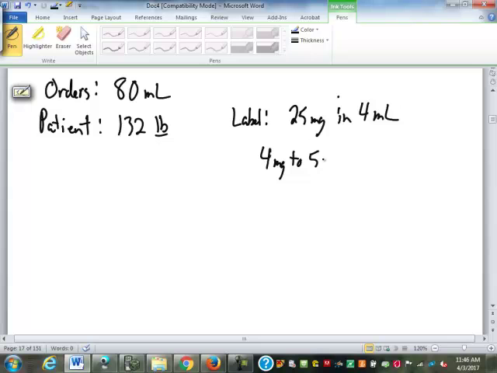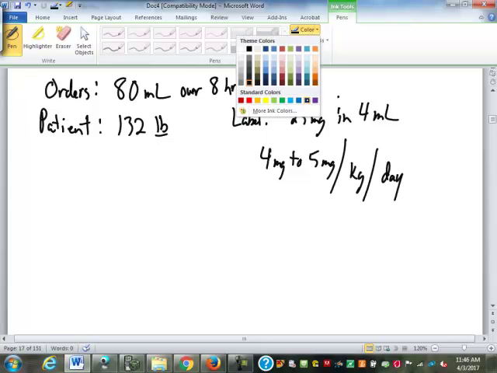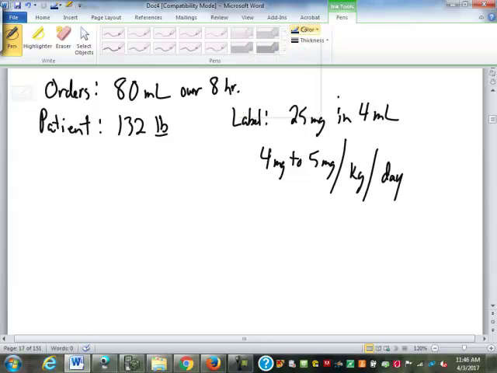The label says 4 milligrams to 5 milligrams per kilogram. That is per day. And this is 80 milliliters over 8 hours up here. So let's check to see the safe dosage here. So we've got the 80 milliliters over 8 hours is the doctor's orders. That's what we're going to be comparing back to.